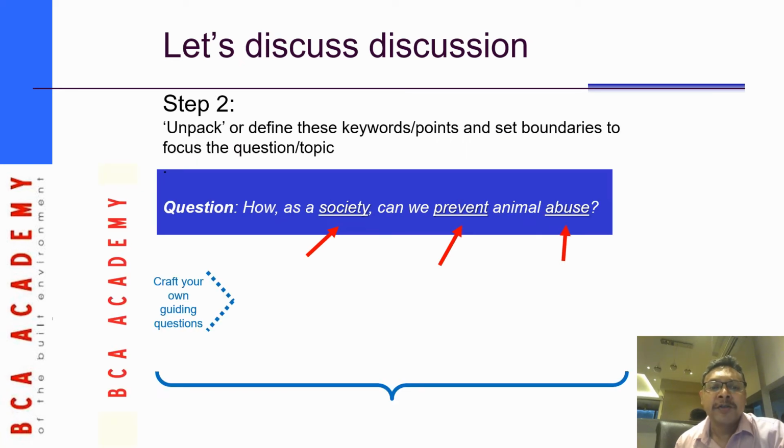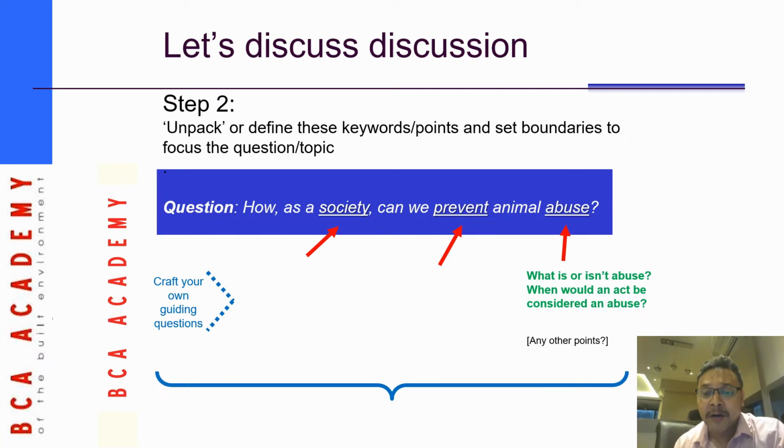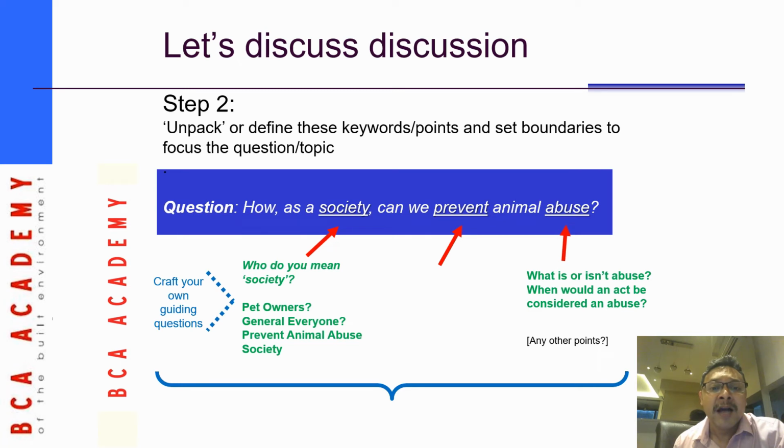Ask yourself guiding questions to explain the keywords. What is animal abuse? Hitting an animal? Hurting your own pet dog? If you buy a fish burger or Kentucky Fried Chicken and eat it, is that animal abuse? No. So we don't want to talk about vegetarianism, right? Next, ask yourself, who do you mean by society? Are you going to just talk about pet owners? Are you going to talk about everyone? Or just about the society that prevents animal abuse?